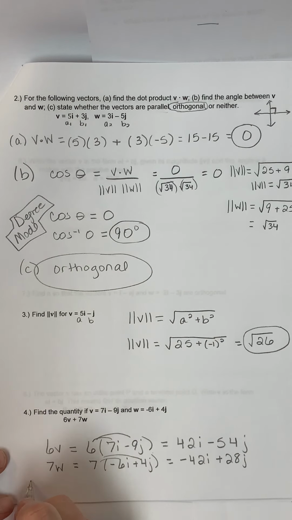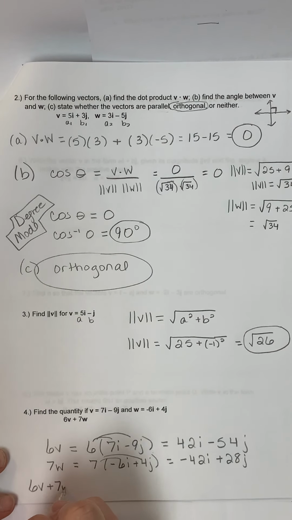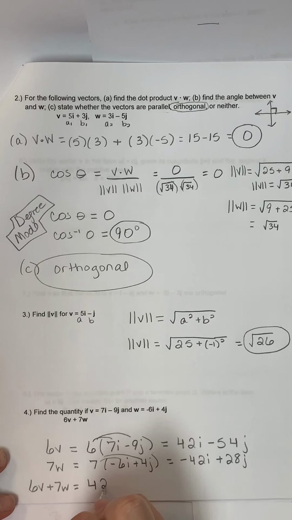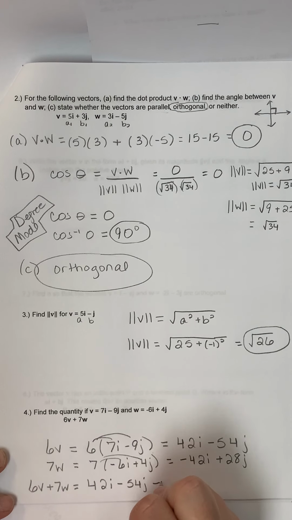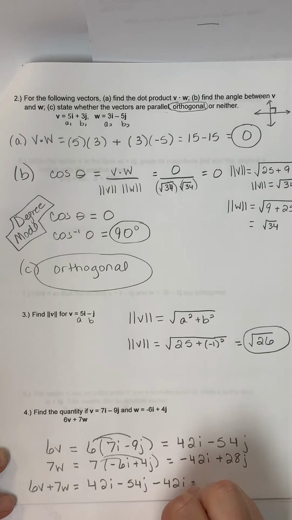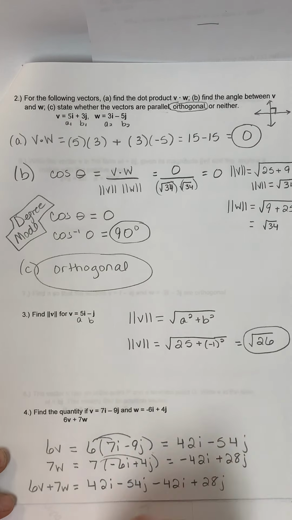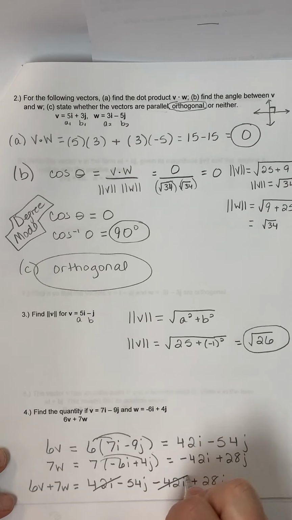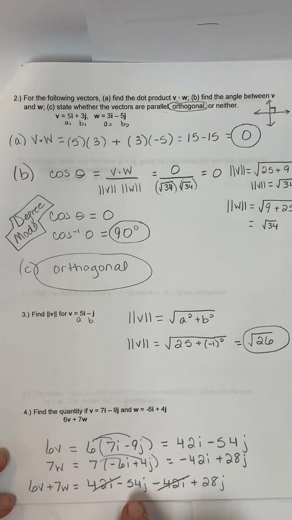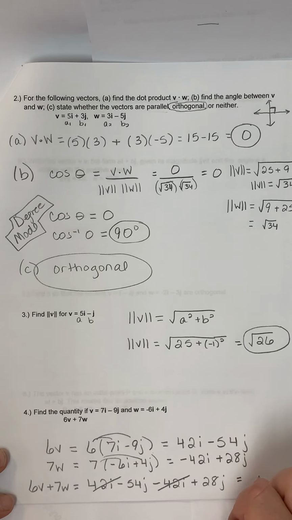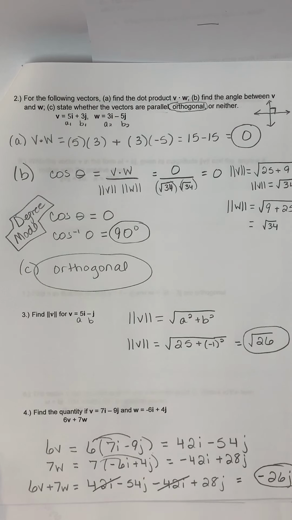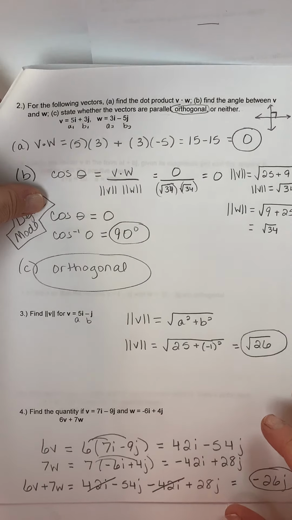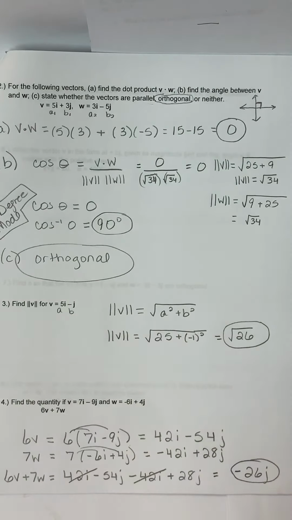Then last but not least, we're going to add them together. So I'm going to have 42I minus 54J plus a -42I plus 28J. Now, it just so happens the I terms cancel. We combine these J terms, and I got 26J as my answer. Okay, make sure you can see that. There we go.